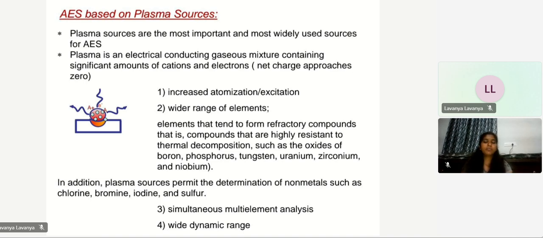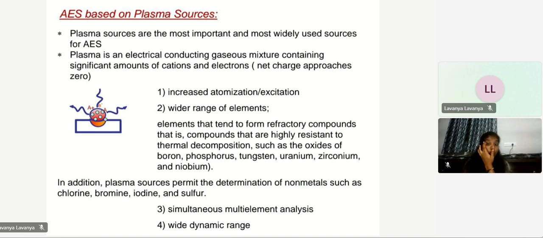The plasma sources are important and most widely used sources for atomic emission spectroscopy. Plasma is an electrical conducting gaseous mixture. A significant amount of cations and electrons are present here. This plasma source increases the atomization and excitation. A wide range of elements can be analyzed here.